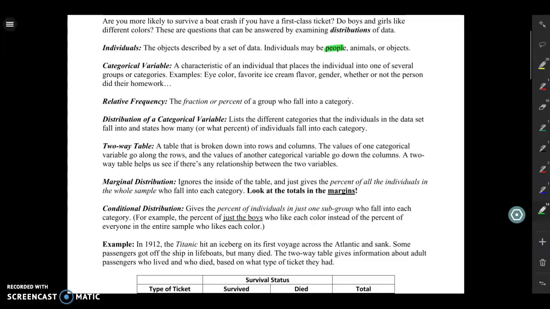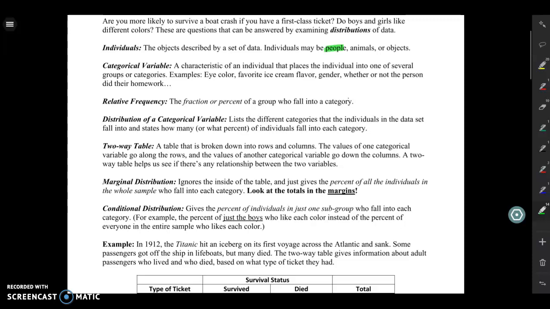The next vocab word is relative frequency. The relative frequency is the fraction or percent of the group who fall into a category. So for example, say we ask a bunch of people if they're a kid or an adult, and then what their favorite color is. The relative frequency would be us saying, well, 20% of the people were kids, or 80% of the people had a favorite color of blue. That's the relative frequency.